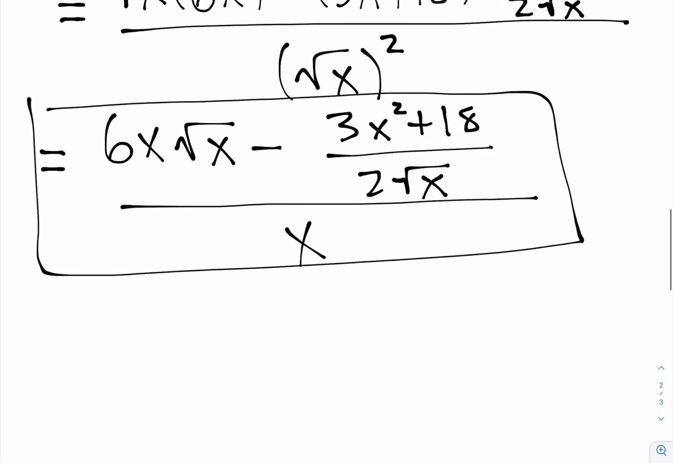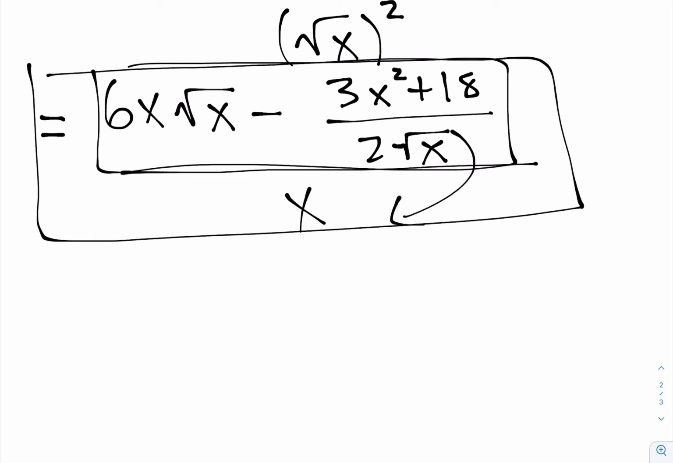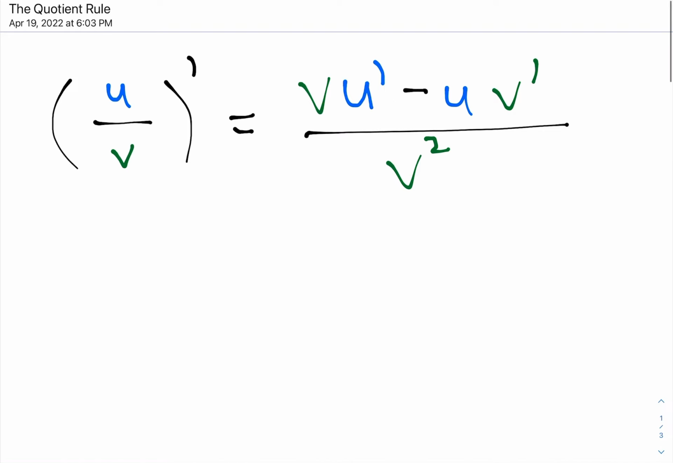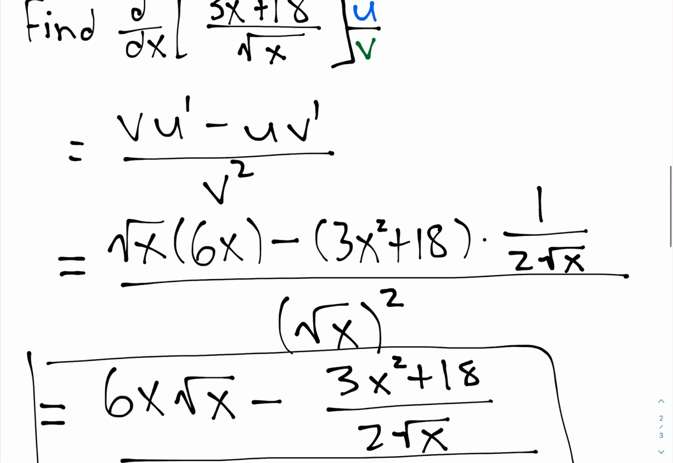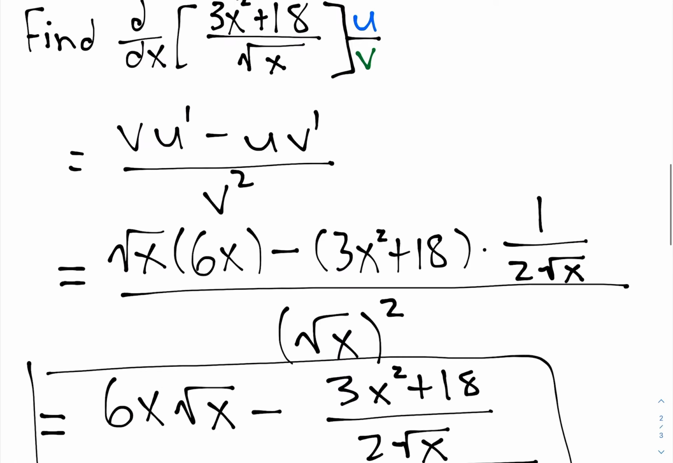We could also simplify this. Maybe we could combine these fractions or move the 2 root x to the bottom and make this a common denominator. We could manipulate it however we wanted, but this is the main idea behind the quotient rule. I'm only going to do one example because I think it's pretty self-explanatory. It's pretty similar to the product rule, so if you haven't seen that video, go back and check it out.